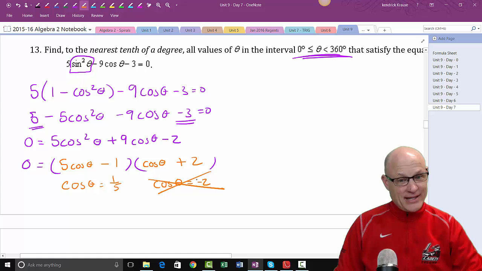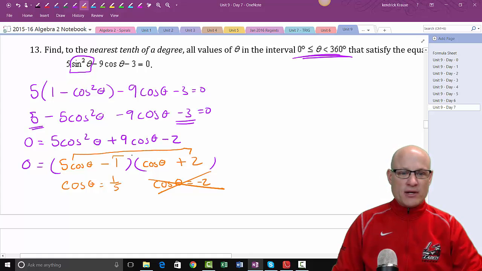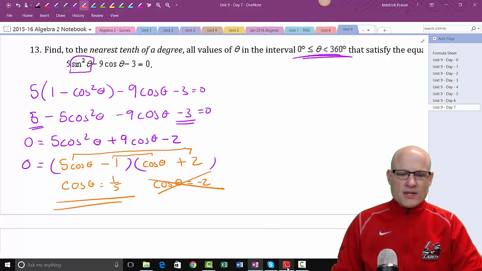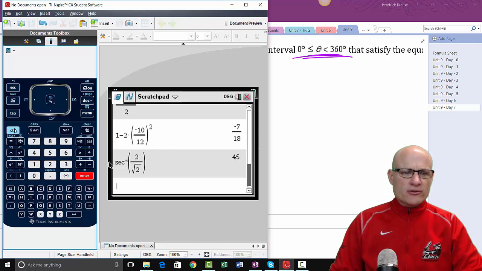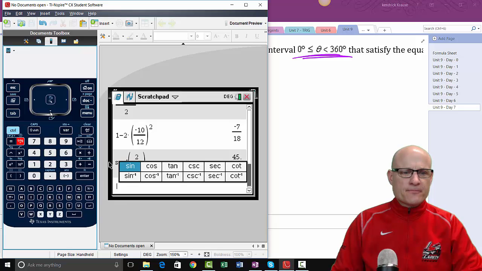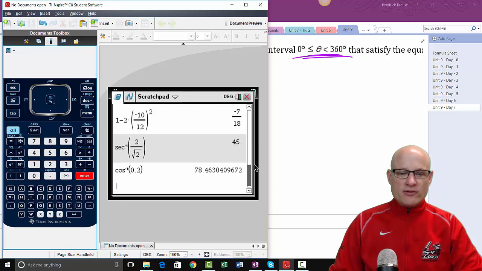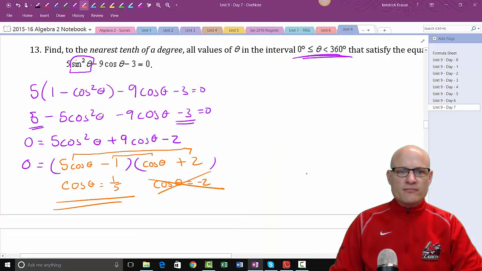Goodbye. Can't be negative 2. Wait, first of all, let me make sure I got the factoring right. Positive 10 minus 1, that's positive 9. So this one's gone. This is the only one that's going to yield answers. Let's do inverse cosine of 1/5, which is 0.2. I could put 1/5 in there, it's the same thing. 78.5. So theta is equal to 78.5.